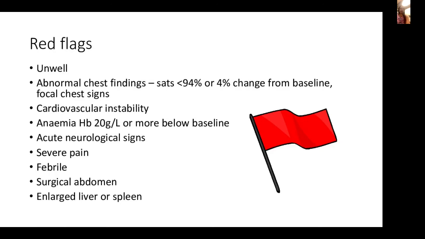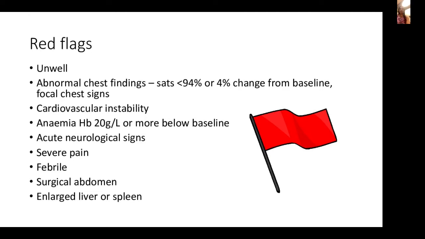These patients tend to be anemic. That's why we cannot rely on the lab normal reference ranges, and we interpret the hemoglobin in the context of the patient's own baseline hemoglobin. Any acute neurological sign is worrying, as is severe pain or any fever, especially as they have functional asplenia due to autosplenectomy that happens fairly early on due to the cycling of sickling.